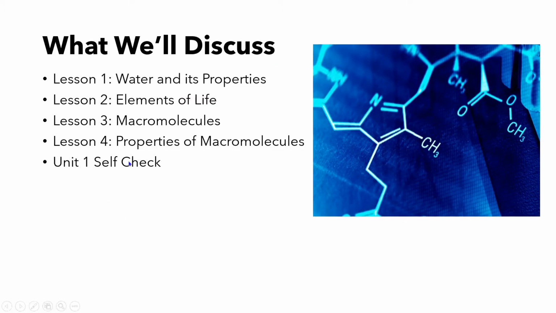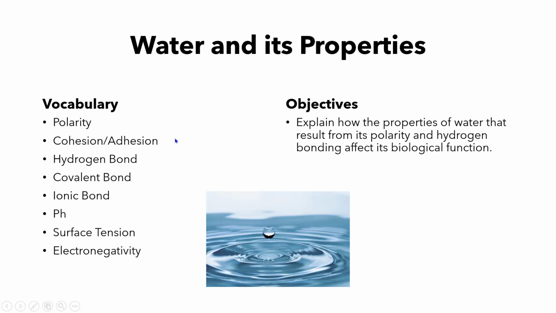Today we're going to be doing Unit 1 of AP Biology, the Chemistry of Life. In this video, we're going to be going over the whole unit, and we're going to be going over the following lessons. We're going to be going over water, its properties, the basic elements in biology, macromolecules, and the properties, structure, and function of those macromolecules. And then at the end, we'll be doing some multiple choice questions regarding each of these topics. So let's start off with water and its properties.